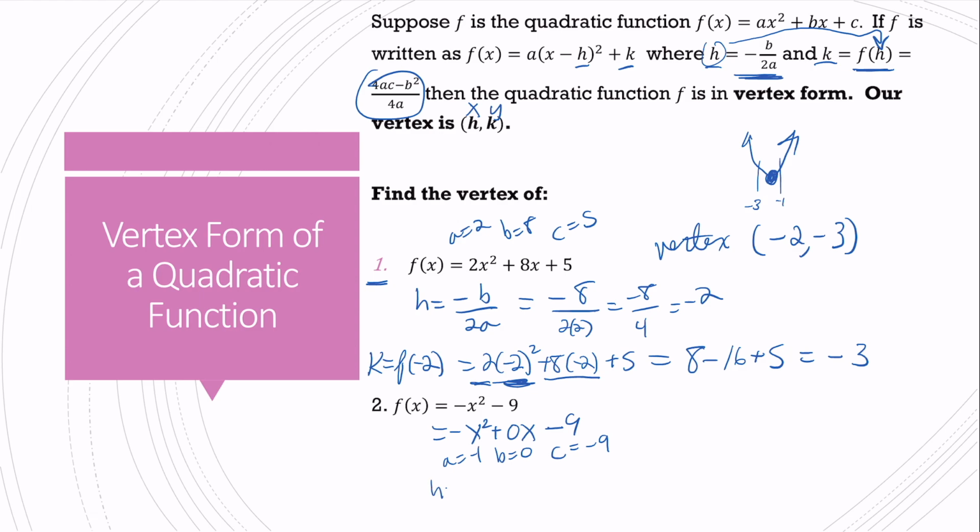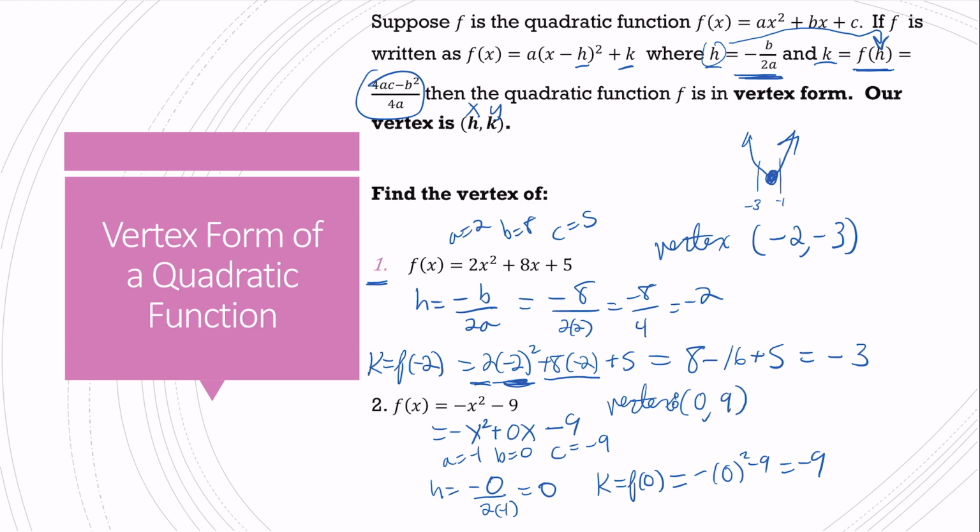My h is going to be negative b over 2a. Well, that's just going to be 0. And my k is going to be f of 0, which would be negative 0 squared minus 9. So that's just negative 9. My vertex is when x is 0, y is negative 9.